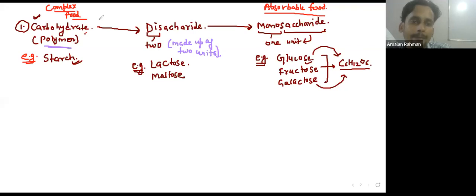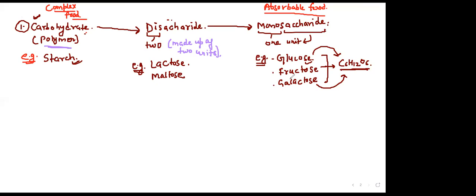So what will happen to the carbohydrate that you eat? The carbohydrate will first convert into disaccharide, made up of two units. Then it will convert into monosaccharide. Either it will convert into glucose or fructose or galactose. The formula for all these three is C6H12O6. Do you get my point? Yes, sir. Okay.